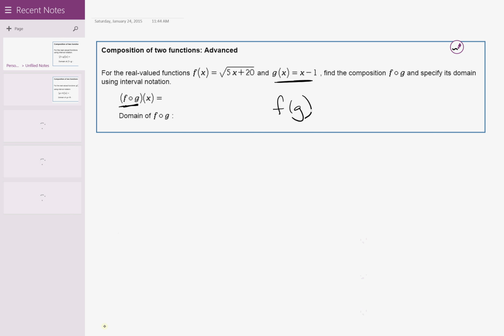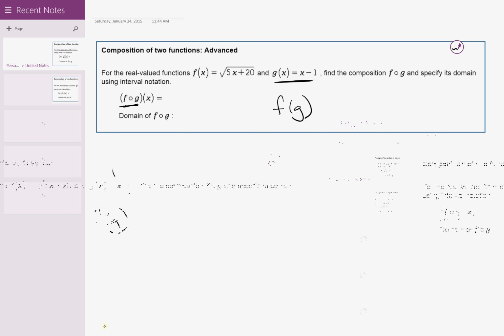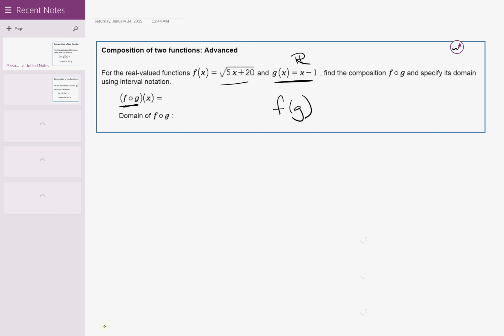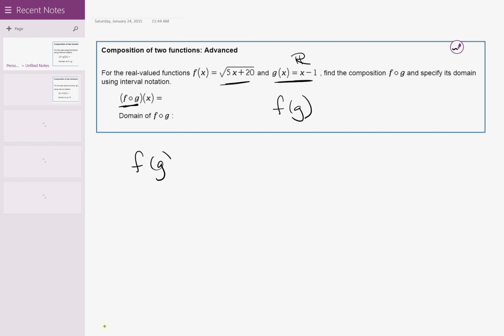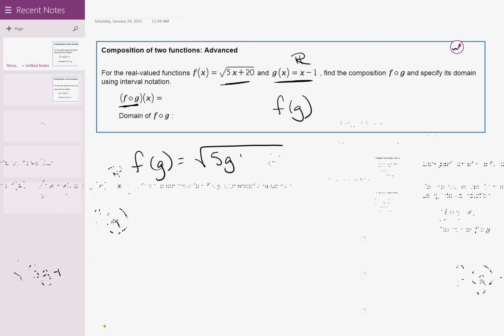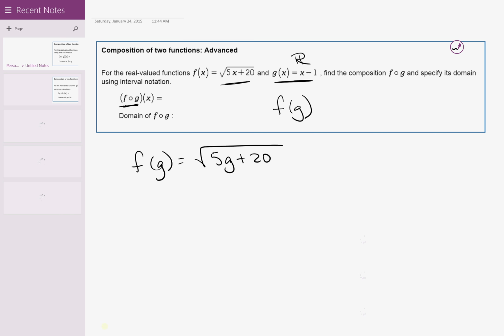Now, g is x minus 1. That's always defined. All real numbers, we're good there. This is a square root function. It's not always defined. So what I need when I find f of g is I need 5g plus 20 is greater than or equal to 0.